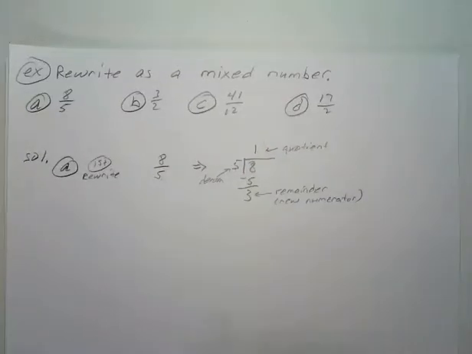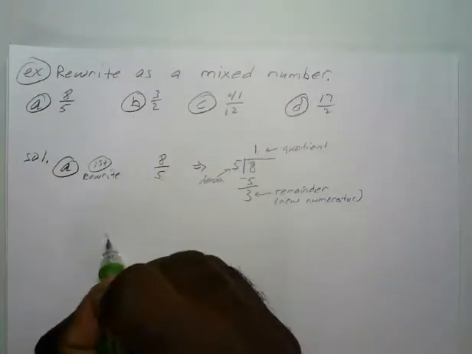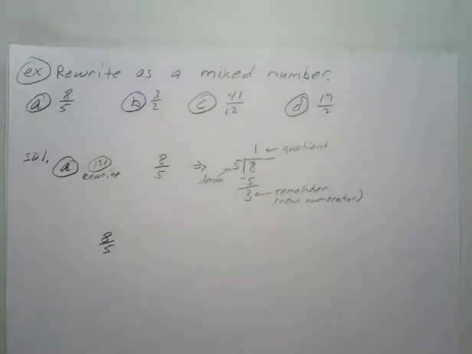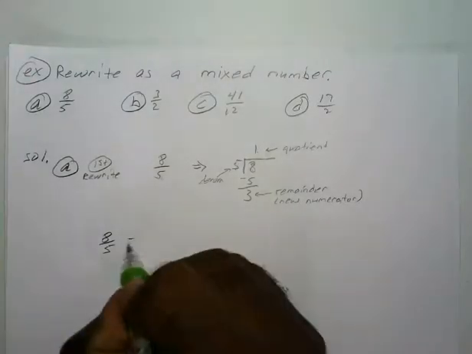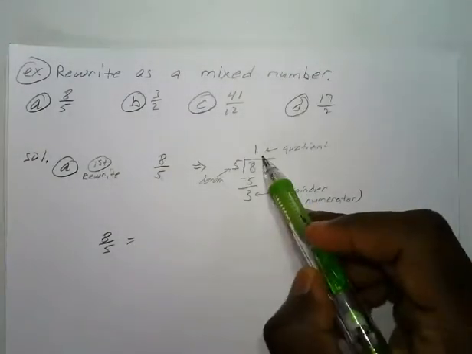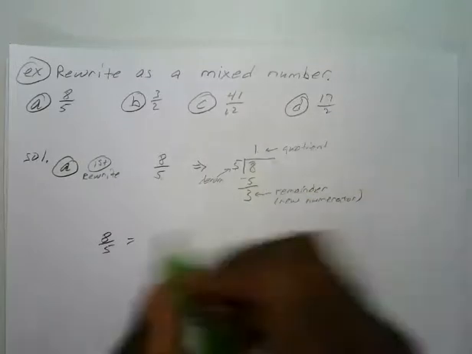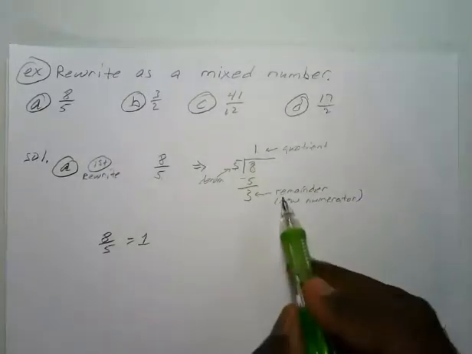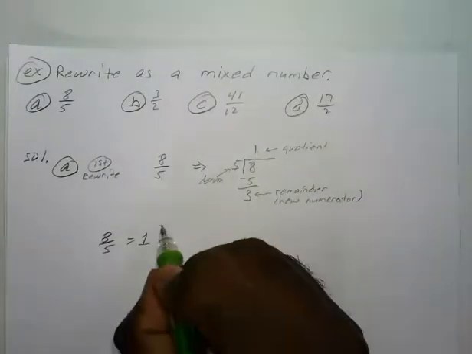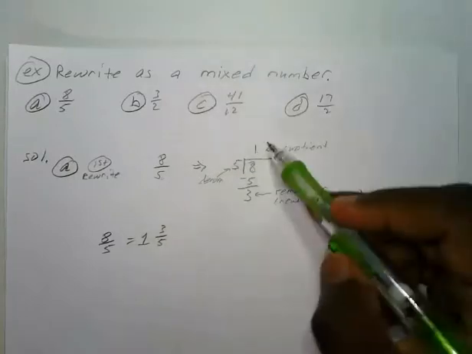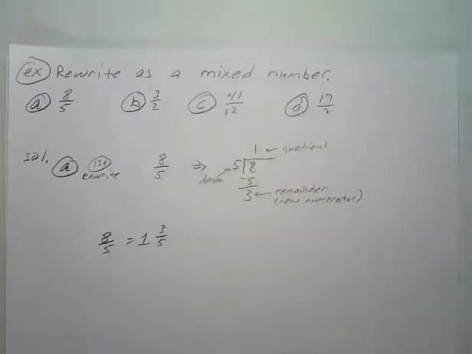So this tells us that 8/5 is equal to your whole number, remember, that's your quotient, 1, and 3/5. So 1 3/5.